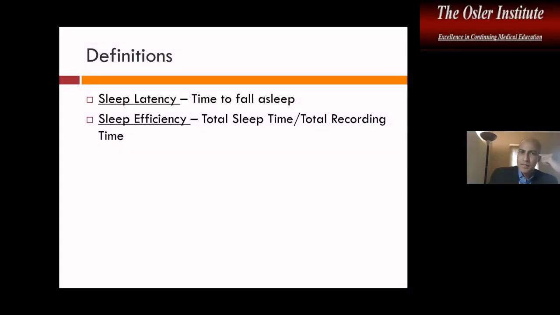So these are kind of self-explanatory and intuitive. Sleep latency is simply the time to fall asleep. And sleep efficiency is your total sleep time divided by the total recording time. So normal sleep latency should be, for most of us, about 10 to 15 minutes. That's how long it takes us to fall asleep, but that's not how long it takes us to get into REM sleep, which we'll discuss in a later slide. But the idea is that's normal sleep latency. And that'll be important when we look at patients that have central hypersomnic disorders like narcolepsy or hypersomnolence.